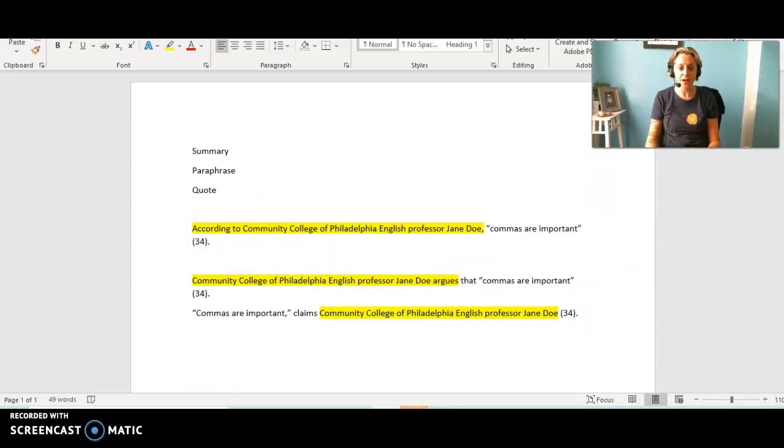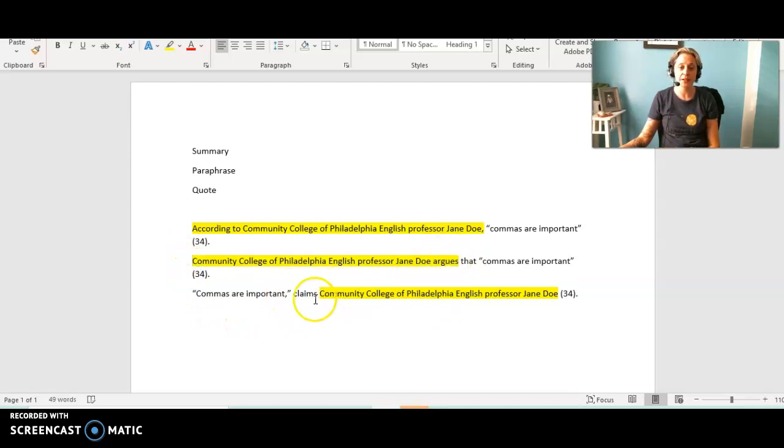In every one, right? You're telling the reader where you got that information. You're giving them the name of the source, a bit of their credentials, who are they, why did they matter? Oh, well, this is an English professor, so of course they know something about commas, right? You want to use first person verbs, right? Argues, claims. Okay. So signal phrases.